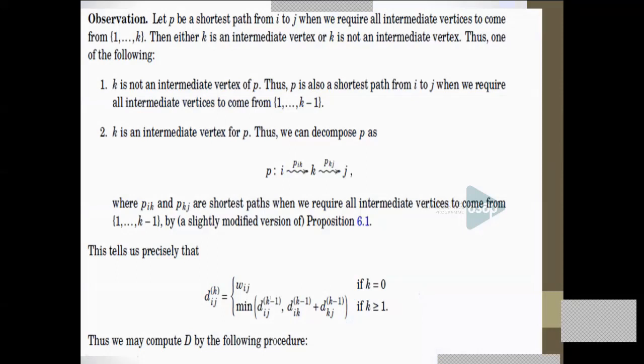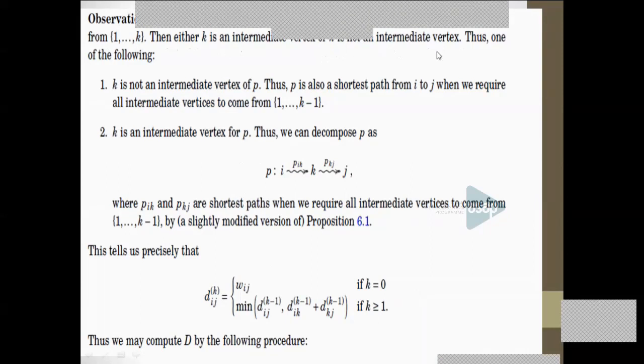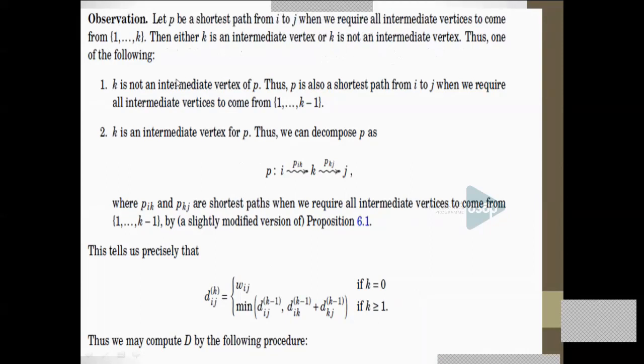Okay, then the observation. Once again I will explain the observation. Let P be the shortest path from i to j, and when we require all intermediate vertices to come from 1 to k, then either k is an intermediate vertex or k is not an intermediate vertex. This is the important observation in Floyd-Warshall. And if k is not an intermediate vertex, as I explained, all the intermediate vertices are coming from 1 to k minus 1.